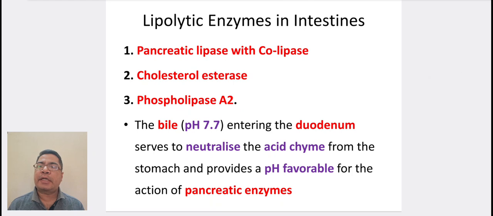Coming to lipolytic enzymes in intestine, they are pancreatic lipase with colipase, cholesterol esterase, phospholipase A2. The bile at pH 7.7 entering the duodenum serves to neutralize the acid chyme from the stomach and provides a pH favorable for the action of pancreatic enzymes.